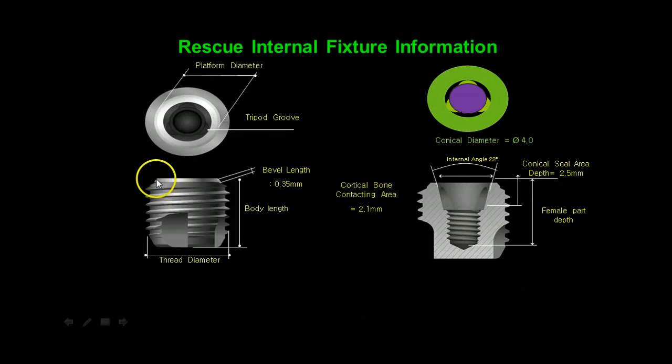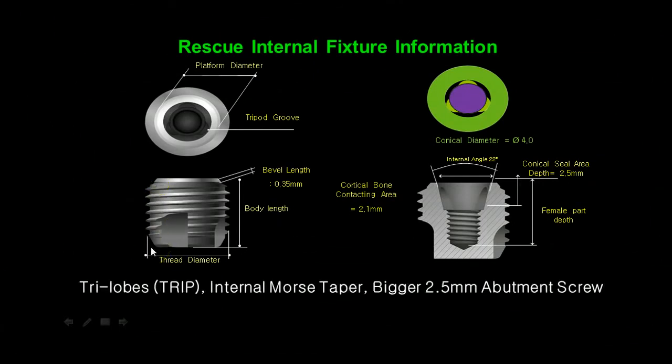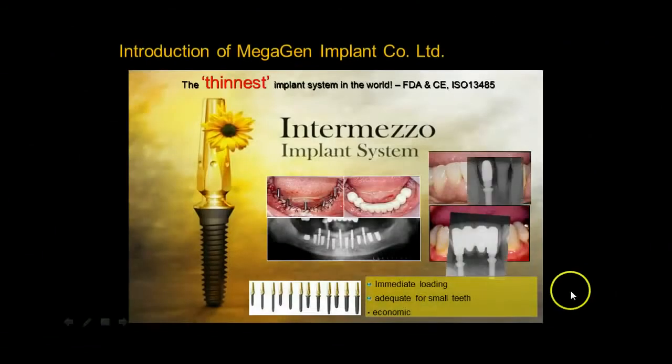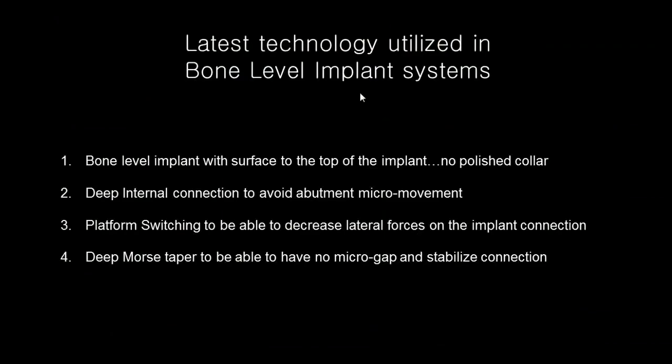But the Rescue implant did incorporate and does incorporate everything that we just talked about, which is, again, surface roughness to the top, bone level implant, which basically is called platform switching, deep internal connection with your tri-lobe connections here, okay, and your conical seal, your Morse taper, or your 11-degree Morse taper here. All right, and here you can see a huge 2.5 millimeter abutment screw, because again, it is a molar type implant specifically. Now, the other innovative thing that MegaGen first came out with, again, when they launched the Intermezzo implant, it was the thinnest implant in the world, just showing a little bit of again, the innovations that MegaGen has come out with over the years.